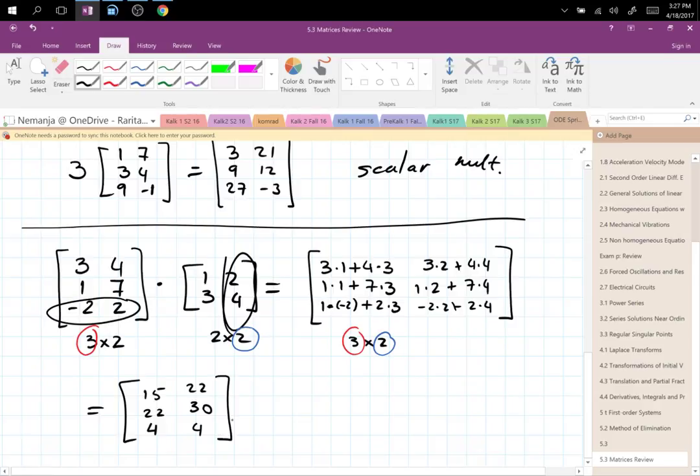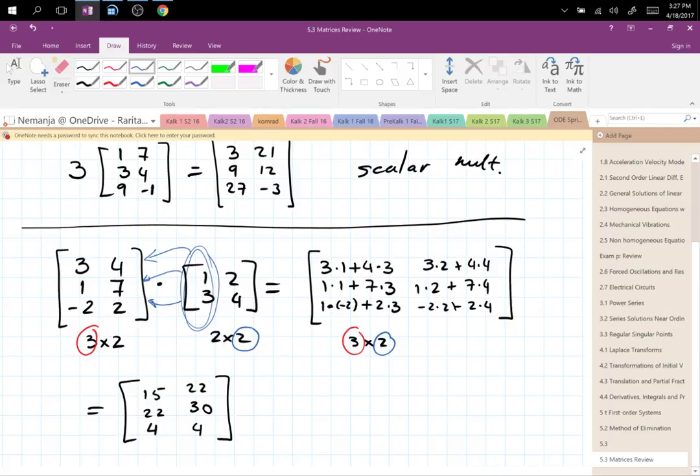So what I did is I multiplied the two matrices by going the column from here will distribute here, will distribute here, will distribute here. And then you repeat for the second matrix. So for the second column, the same thing.